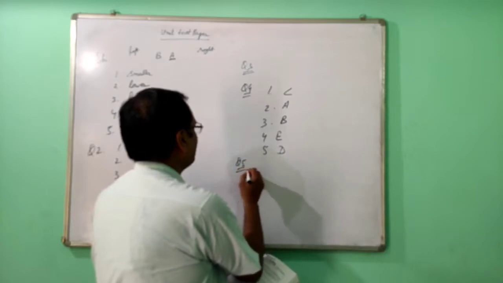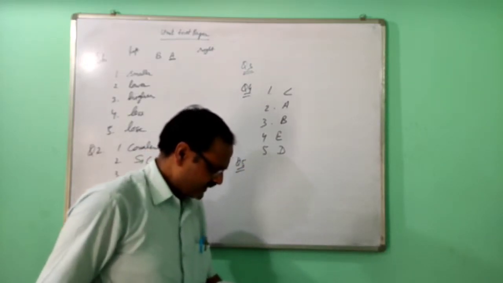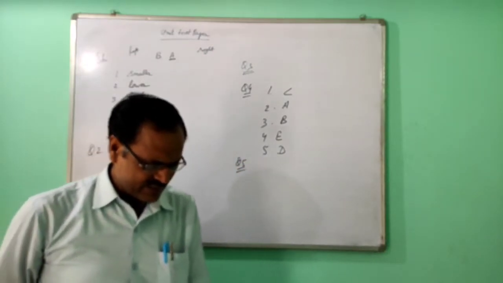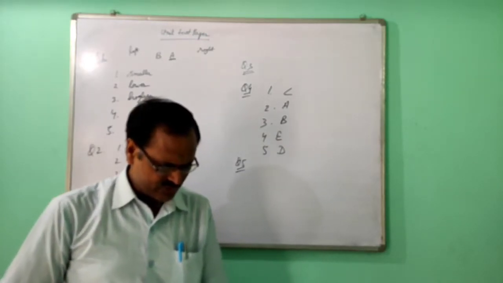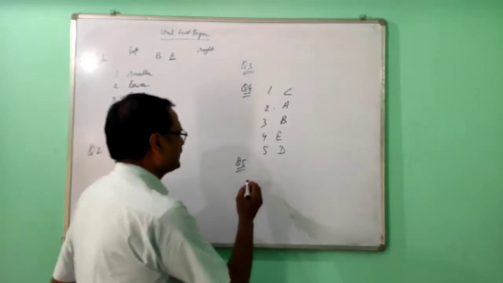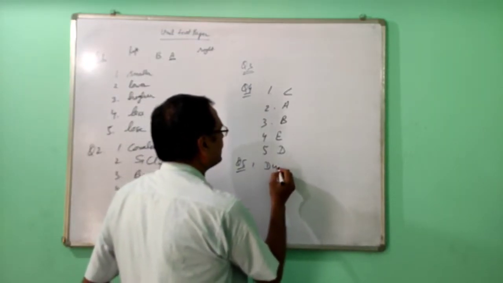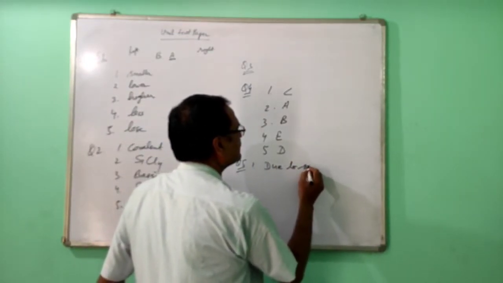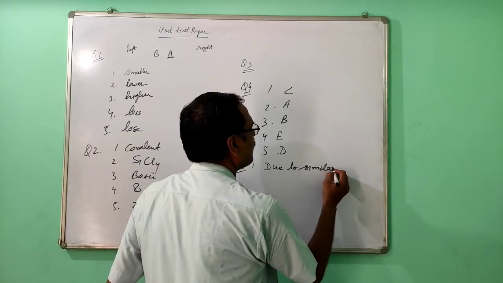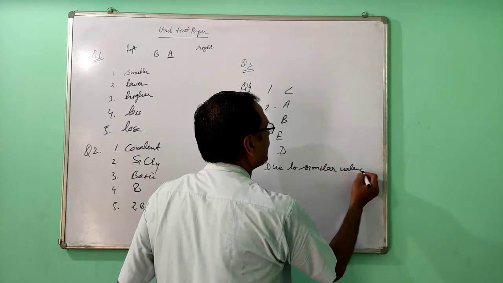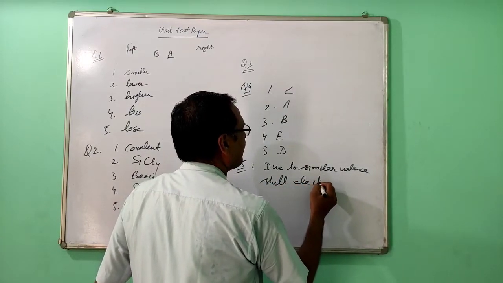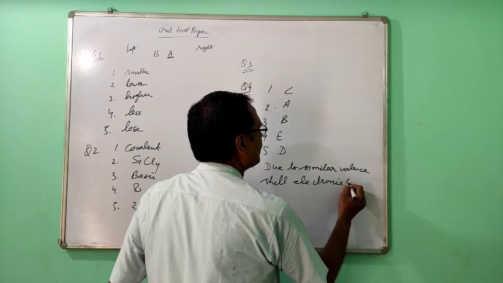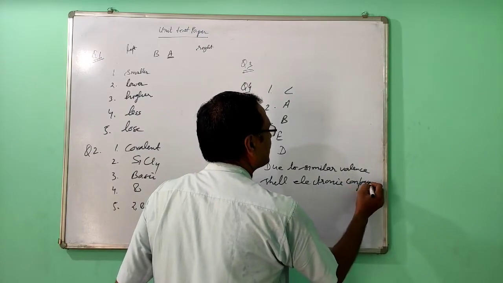Now question number 5. Give reason: occurrence of characteristic property of elements takes place at a definite interval due to similar valence shell electronic configuration.